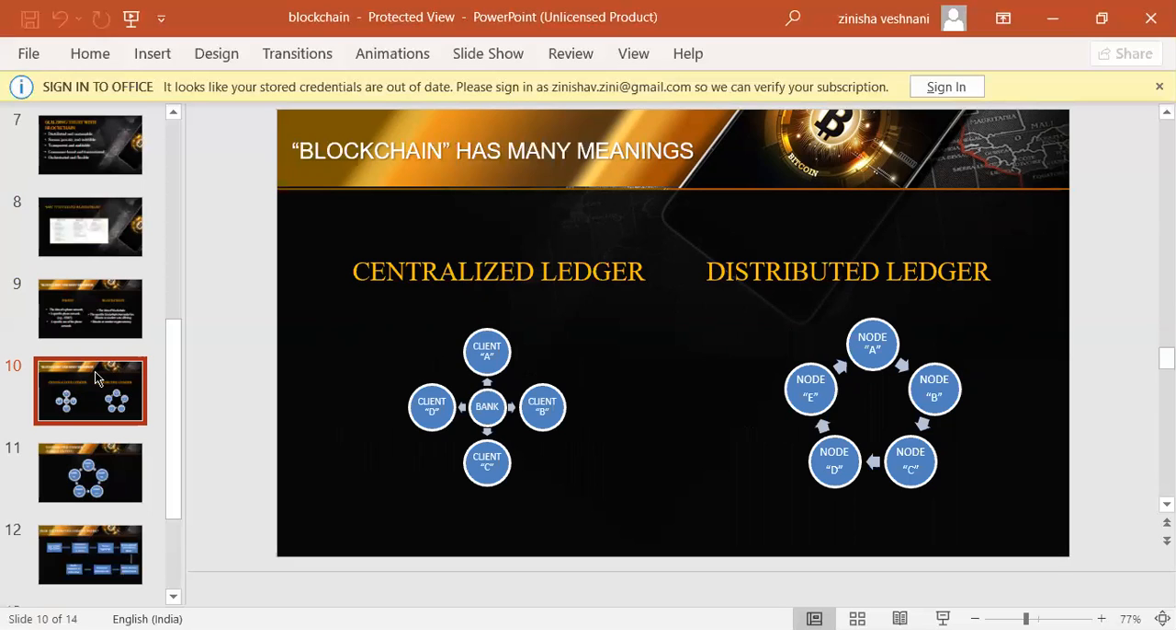As we can see, there is a picture named centralized ledger and distributed ledger. On the left-hand side we have the centralized ledger. In the centralized ledger we have some clients, client A, client B, client C, and client D, which are connected through a common bank. So the center of all the clients is the bank. We can say that the bank is the central ledger of all the clients. Every requirement of the clients will be fulfilled by one bank. But apart from that, in the distributed ledger, we have some nodes, and each node is connected to each other, like node A, node B, node C, node D, node E. We have five nodes in the distributed ledger.